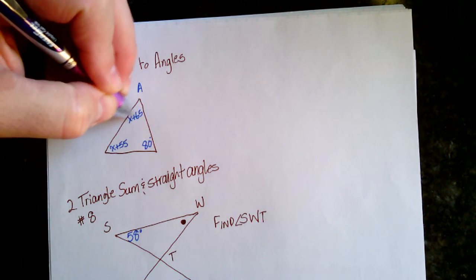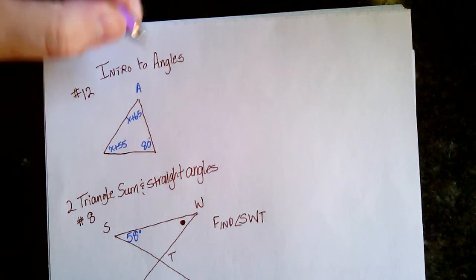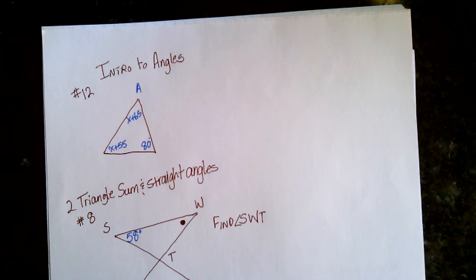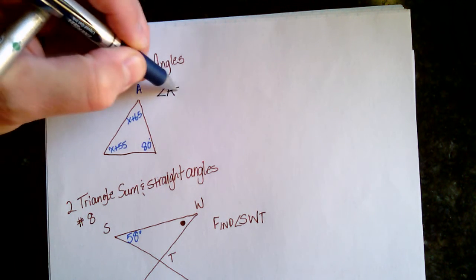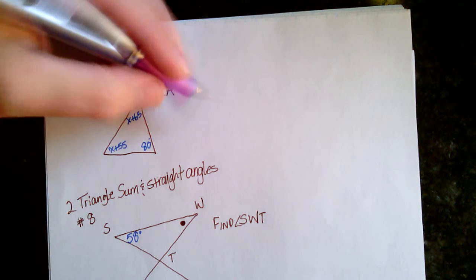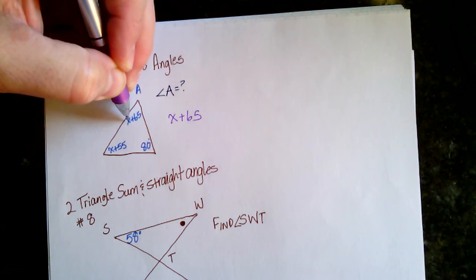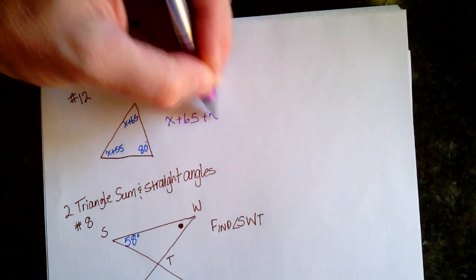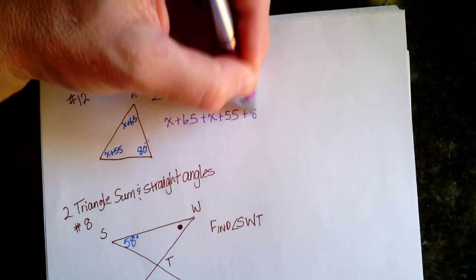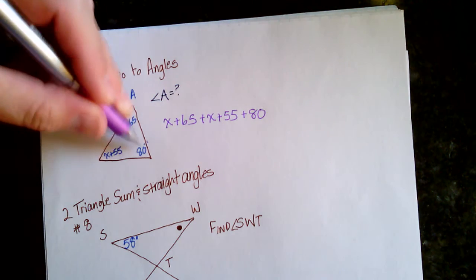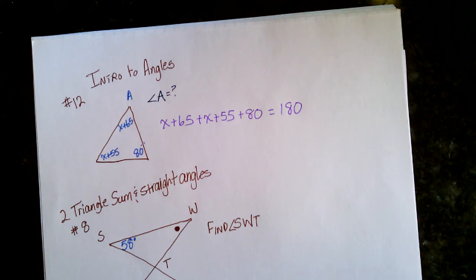So if I use the expressions that represent the angles to build an equation, and start with angle A, incidentally, the idea of the problem is to find the measure of angle A. So to build my equation, I'm going to go x plus 65, which is this top angle. This angle is called x plus 55, and this one is called 80. And so those are the three angles, and they add to 180.